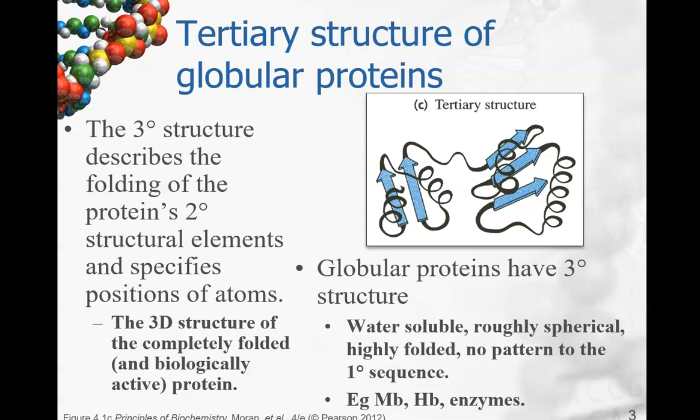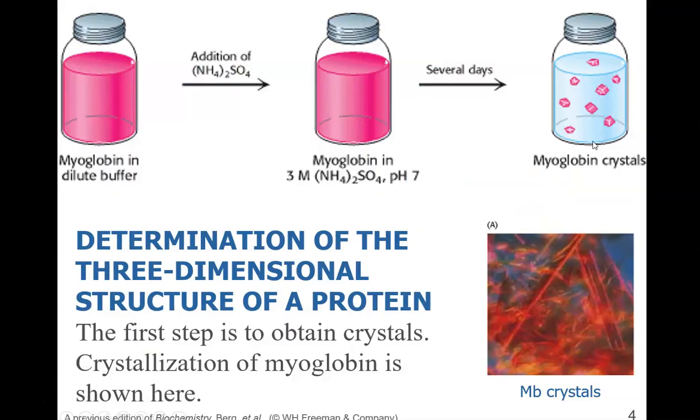The tertiary structure describes the folding of the protein's secondary structural elements and specifies the positions of the atoms. It's easy to remember because the tertiary structure is the three-dimensional structure of the completely folded and biologically active protein. So this diagram right here is meant to show the folded proteins. These corkscrews are the alpha helices, and these arrows are meant to represent the beta sheets.